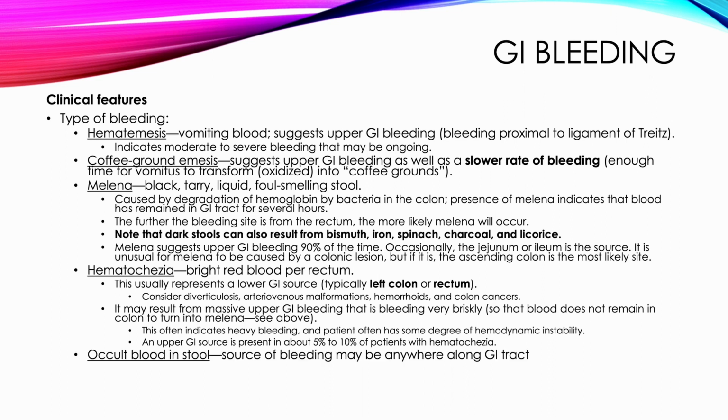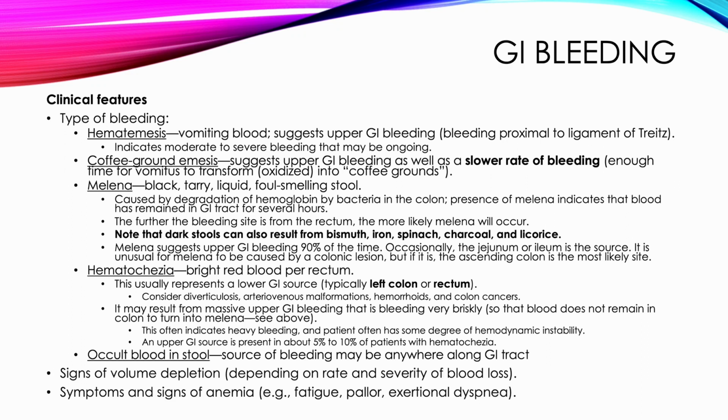One other thing to mention here is occult blood. Sometimes when patients have GI issues, whether abdominal pain or anemia, we will do a test looking for blood in the stool. And this is when we don't see it with our naked eye. It looks like normal stool. So occult blood means that we don't see it, but it's there. And occult blood in the stool can be from anywhere in the GI tract, and it typically warrants more of a workup.